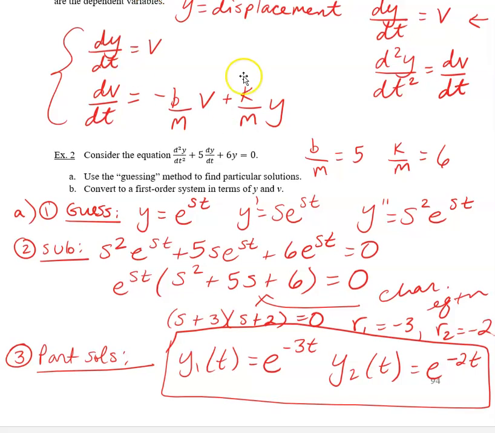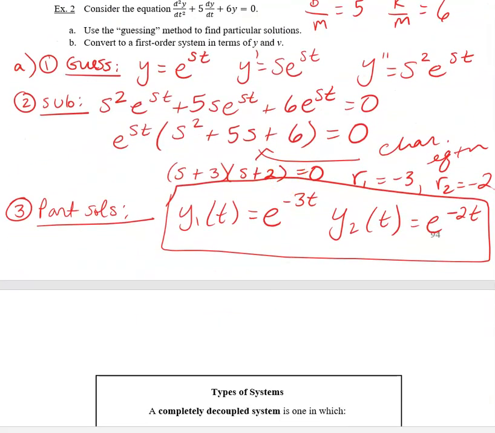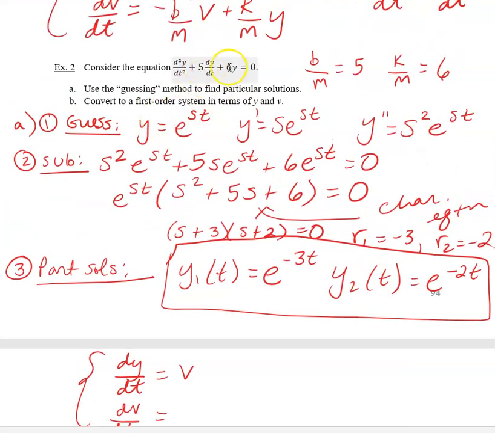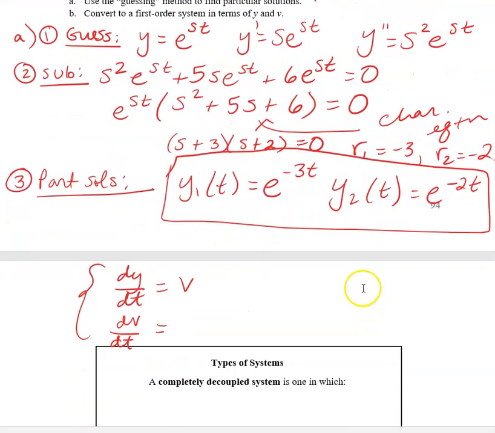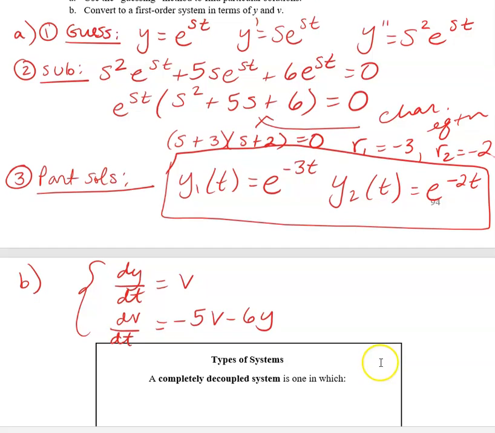So remember, using this format here, my system of equations is going to be dy dt is the velocity v, and then dv dt, remember, is the second derivative of y. So if we solve for the second derivative here, the 5 and the 6 go to the other side, and I end up with -5v minus 6y. And so that's going to be my system of equations as a first order system of equations.